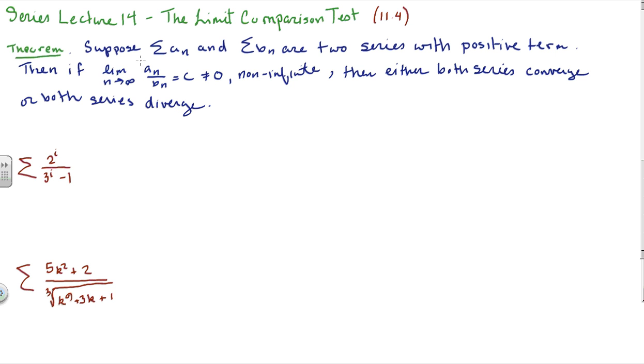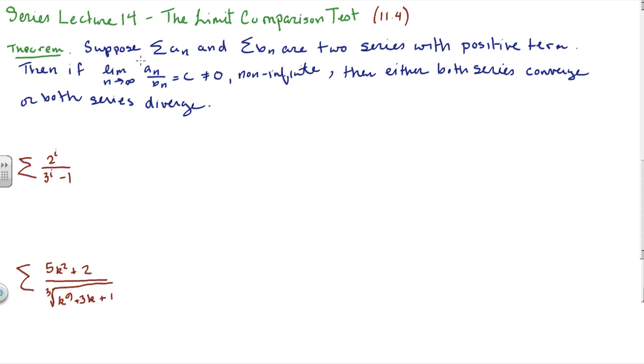Okay, so we talked about the comparison test last time. And that was just a straightforward comparison test. If I can say this series is definitely less than or equal to that series, then the convergence of the larger series implies the convergence of the smaller one, and the divergence of the smaller series implies the divergence of the larger one.